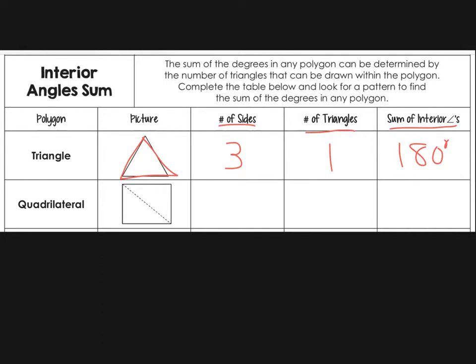Now what happens when we get to a quadrilateral? Well, we have this dotted line down the center here, and I see that I have 1, 2 triangles inside. Now the number of sides here is 4. It's a quadrilateral. The number of triangles inside that can be drawn is 2. And now what's the sum of all the interior angles? Well, if you have 2 triangles, 180 times 2 is 360. So any convex quadrilateral is 360 degrees.